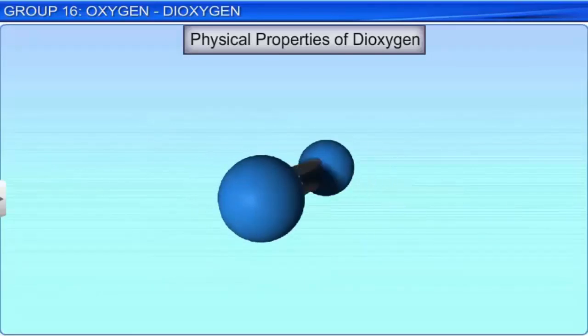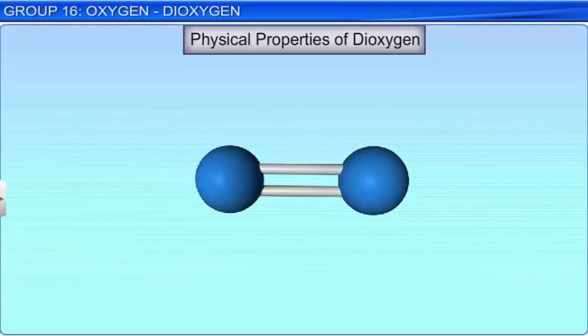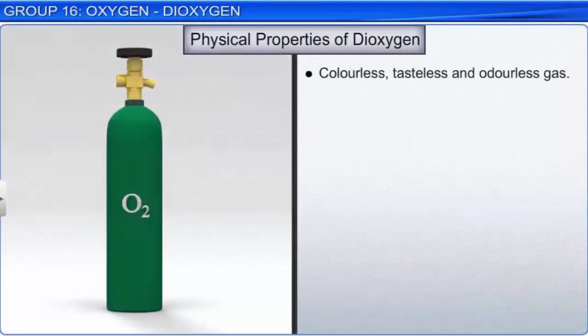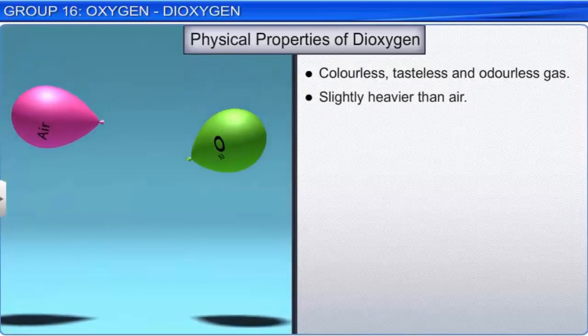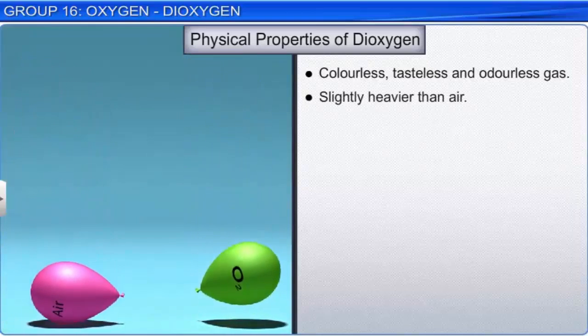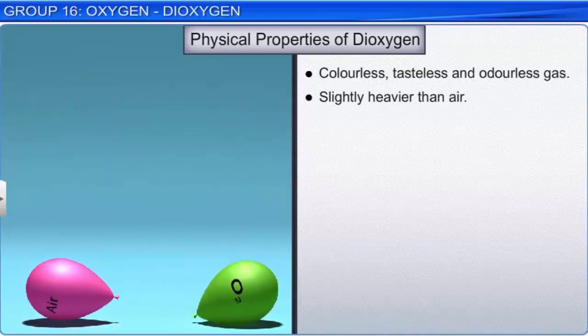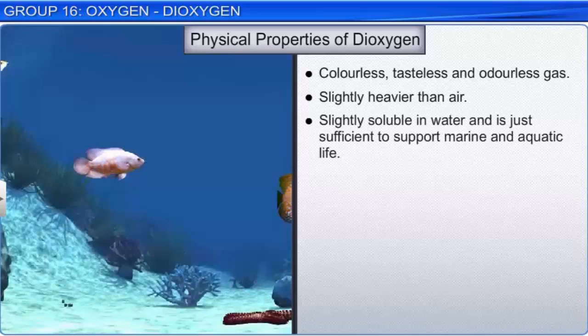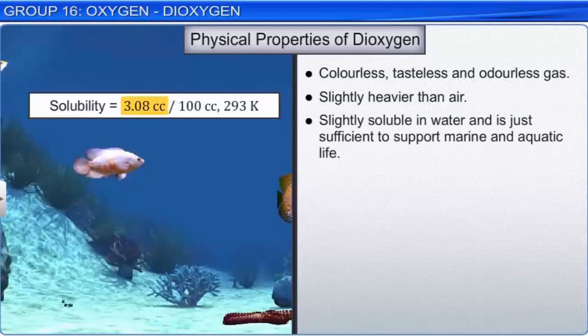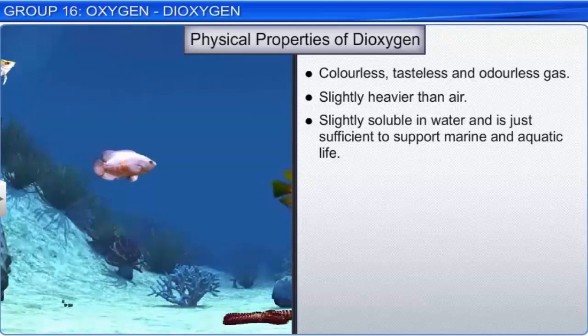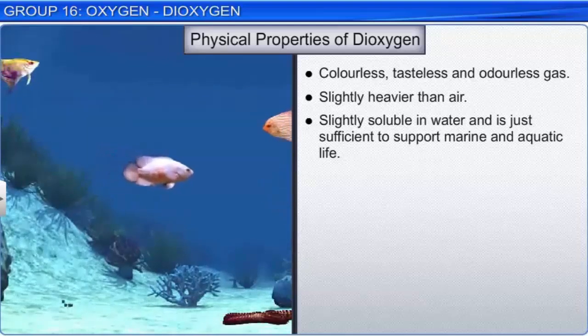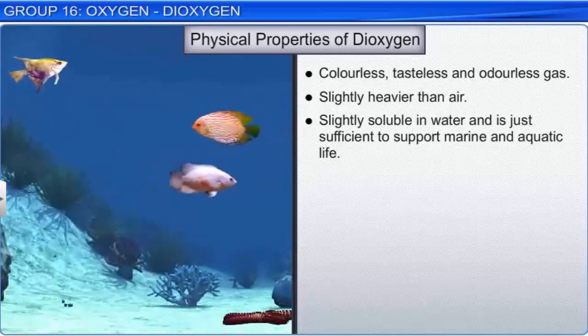Now, let's discuss the properties of dioxygen. Dioxygen is a colorless, tasteless, and odorless gas. It is slightly heavier than air. It is slightly soluble in water to the extent of 3.08 cubic centimeters in 100 cubic centimeters of water at 293 Kelvin. This small quantity of dissolved dioxygen is just sufficient to support marine and aquatic life.